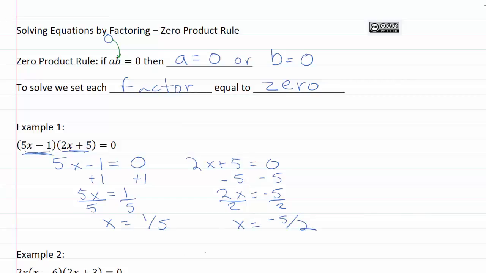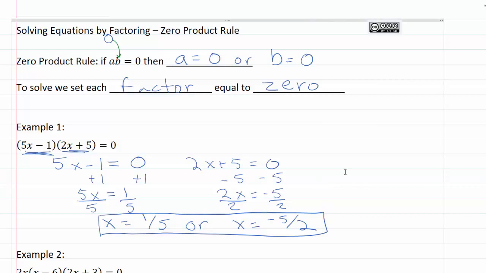So either one of these is going to be a perfectly fine solution for the equation, because if I plugged in this first number for x, 1/5, I would come up with this term equals 0, the whole thing would turn into a 0. If I plugged in x equals negative 5/2, the second term would turn into a 0, the whole thing would turn into a 0. So we have two different solutions for the same equation. Either one works, they're both good answers. So we need an OR to say that there's two possibilities here.